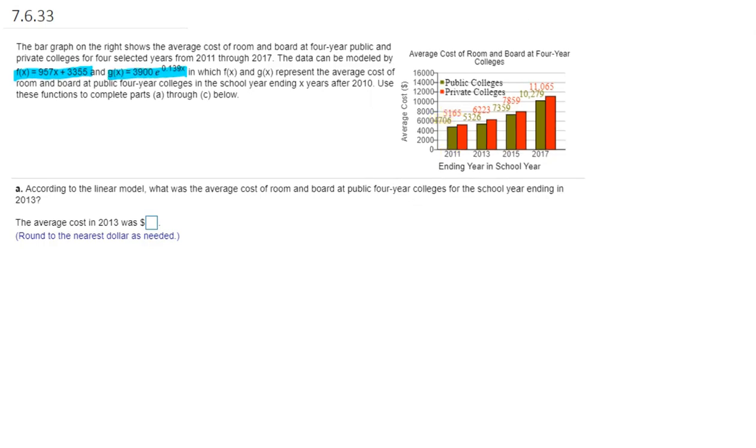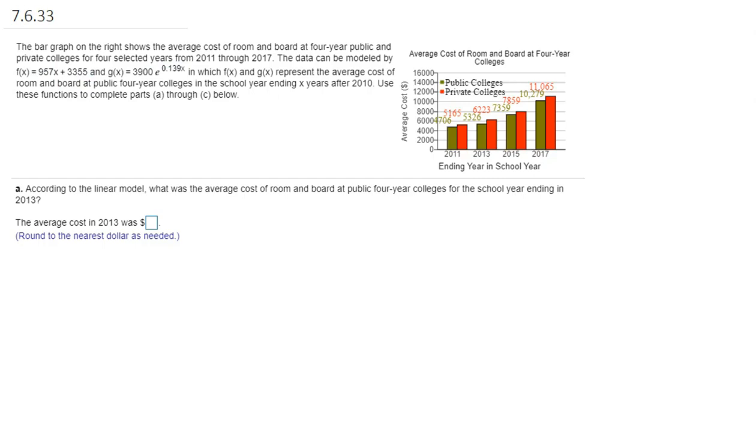When we're looking at these models, the f of x model is a linear model and the g of x model is an exponential model. We know f of x is a linear model because the x is to the first power and nothing else fancy is happening with it. And we know this is an exponential model because the x is in the exponent.